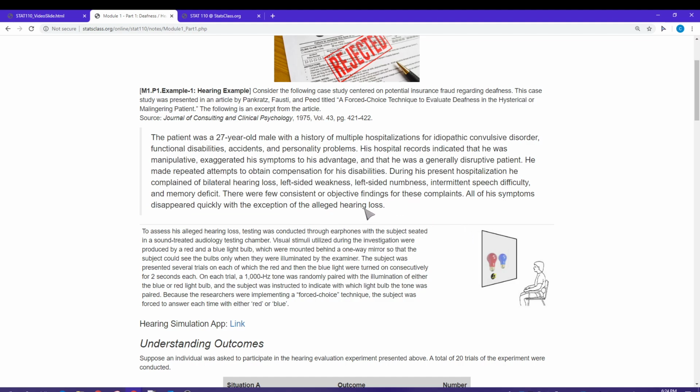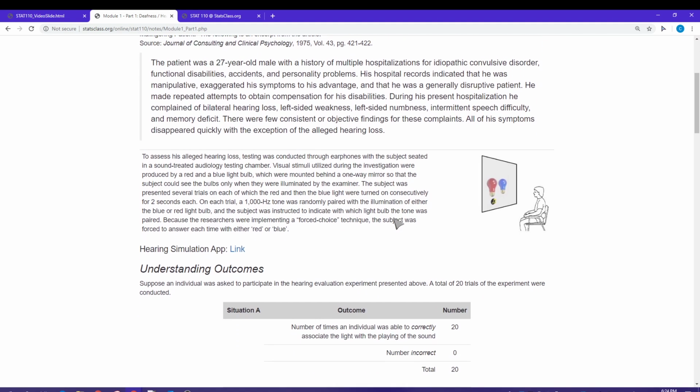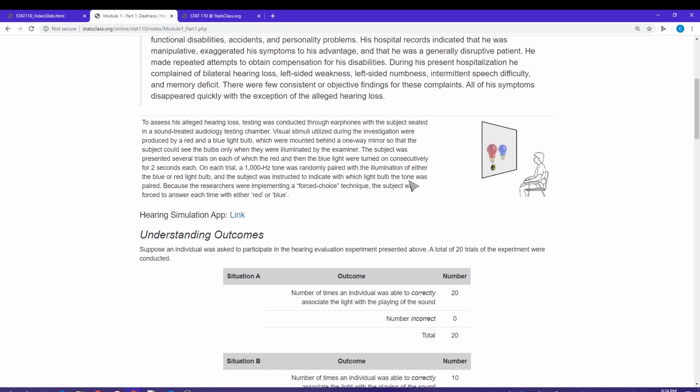The situation here is this individual claimed that he had hearing loss. So this is the type of hearing test that they asked this individual to take. They put this individual in front of a screen. It had two lights. It was either a red light or a blue light. And these lights were on for 2 seconds each.